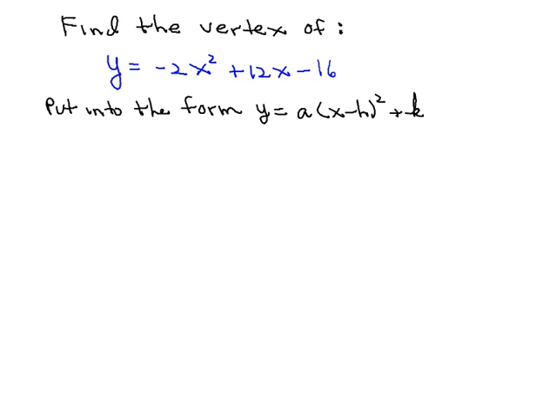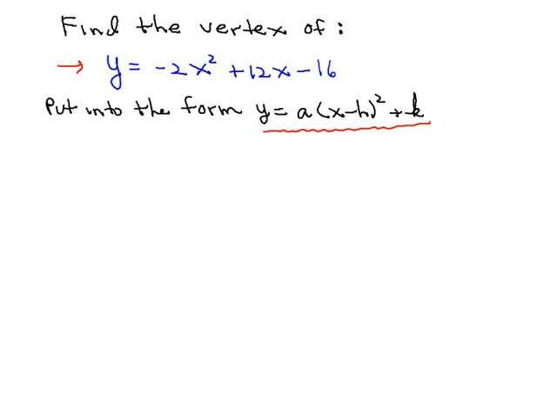Now we're next going to take a look at a quadratic function for which the coefficient of the squared term is now 1. So we're going to consider next the function y equals negative 2x squared plus 12x minus 16. And we'd like to put that into the form y equals a times the quantity x minus h squared plus k, so we can recognize or find the vertex.